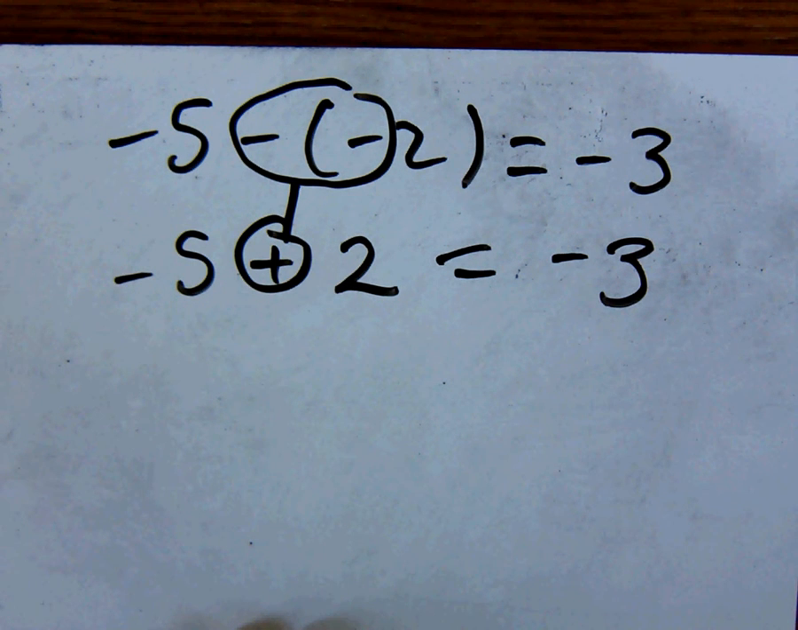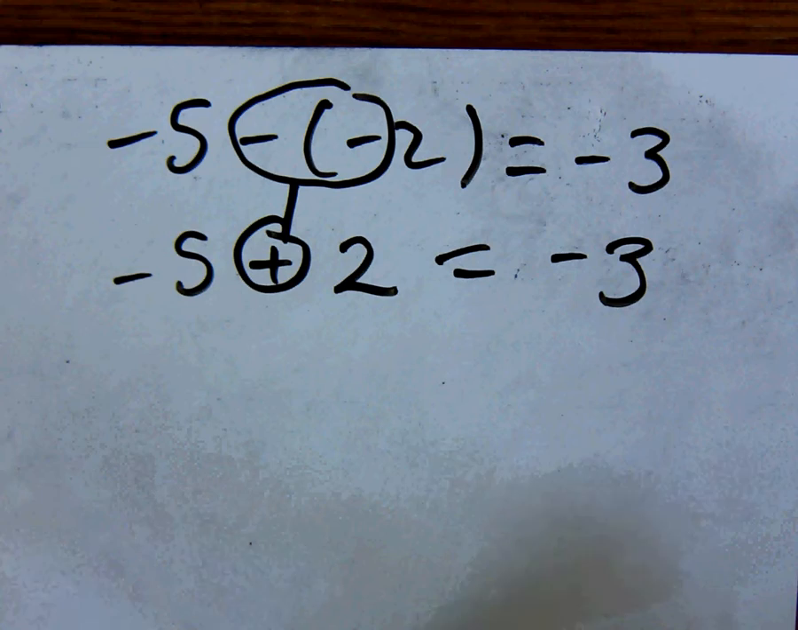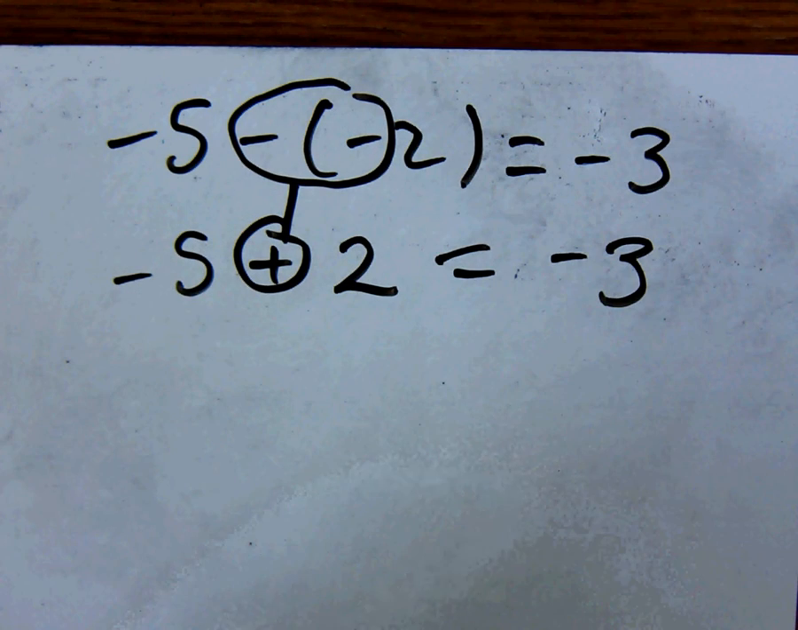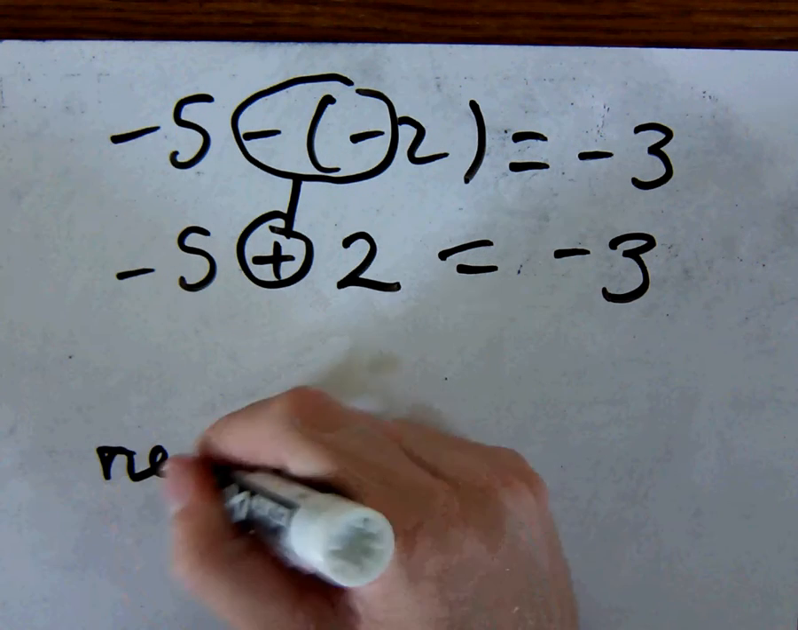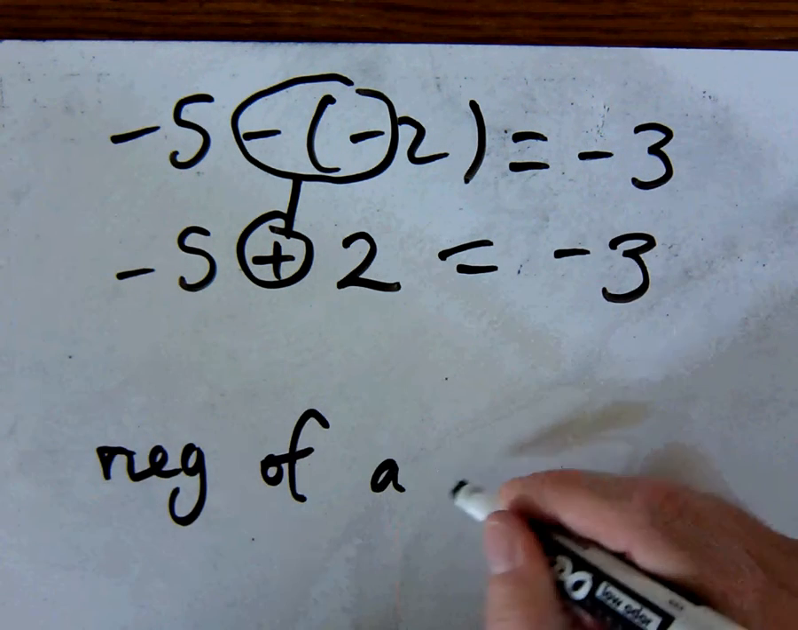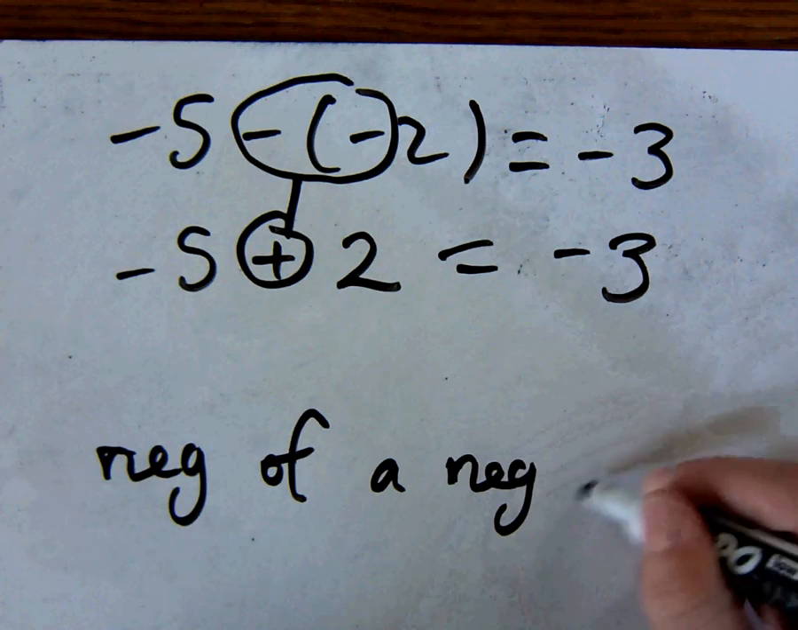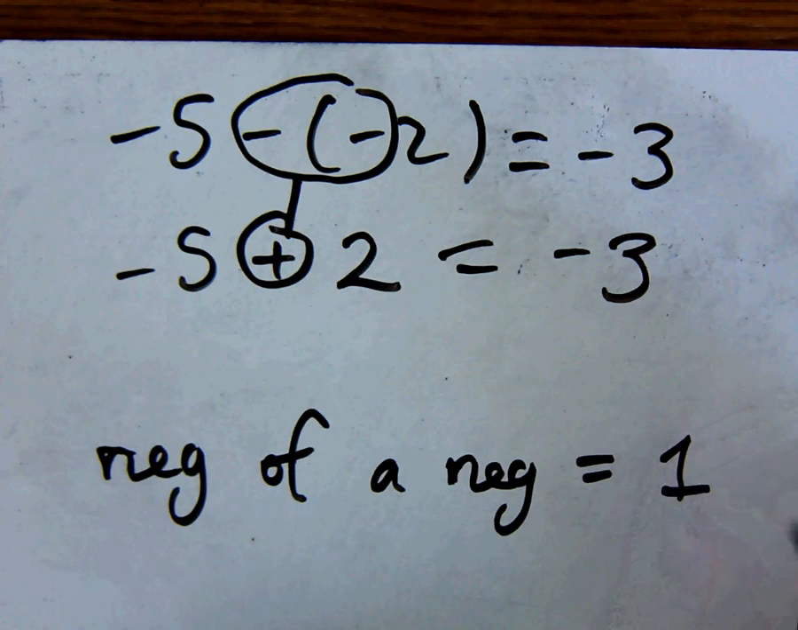I just wanted to go through that real quick with the counters, to explain why, especially, the negative of a negative is equal to a positive.